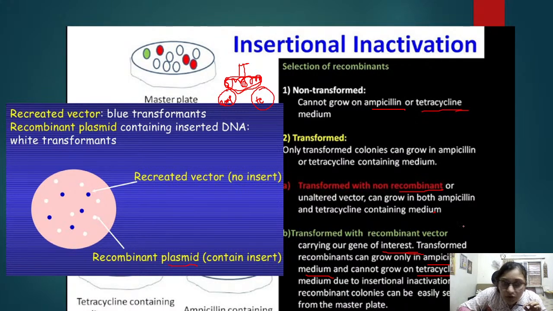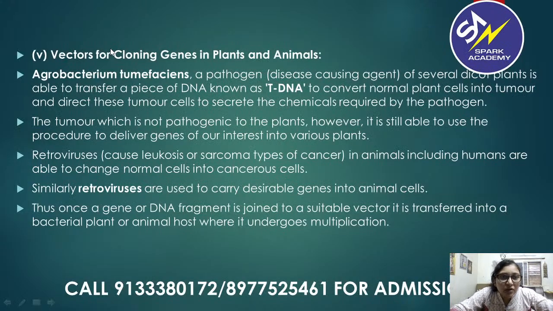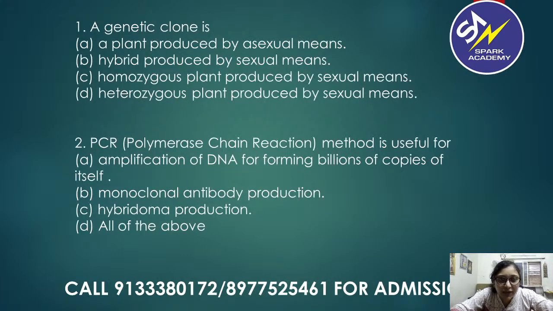So this green color colony is our desired recombinant vector. Am I clear, everyone? Then vectors for cloning genes in plants and animals. You all know about Agrobacterium tumefaciens, that is T-DNA. That's why T-DNA is transferred, and transformed plants and GMOs are created.